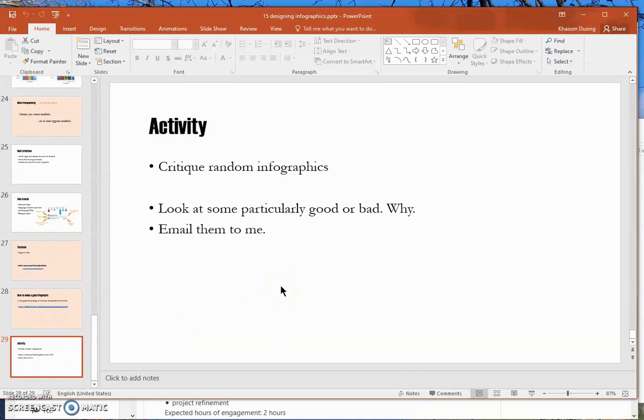An activity that I often do in class, but you can probably do by yourself: just go around, look at some infographics that are out there, and try to critique them. Do they have those things? Can you see the message right away from that infographic? Do they cite their sources? Are they good sources? Do they direct traffic? Do they have the information of the designer and about the company? Who's the company that sponsors the infographic? So take a look at those.